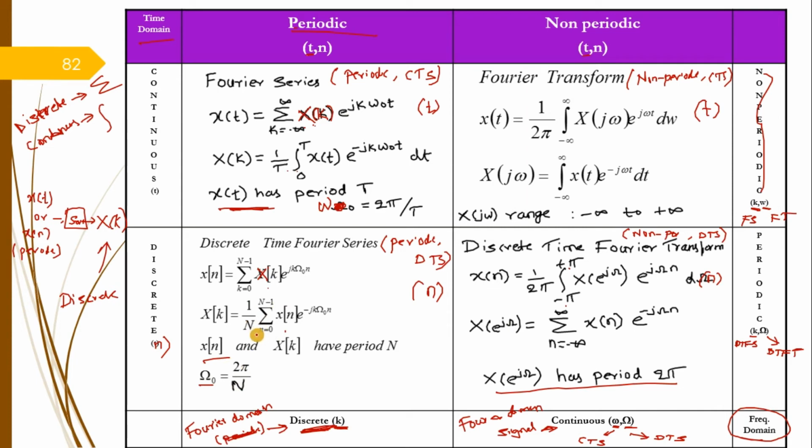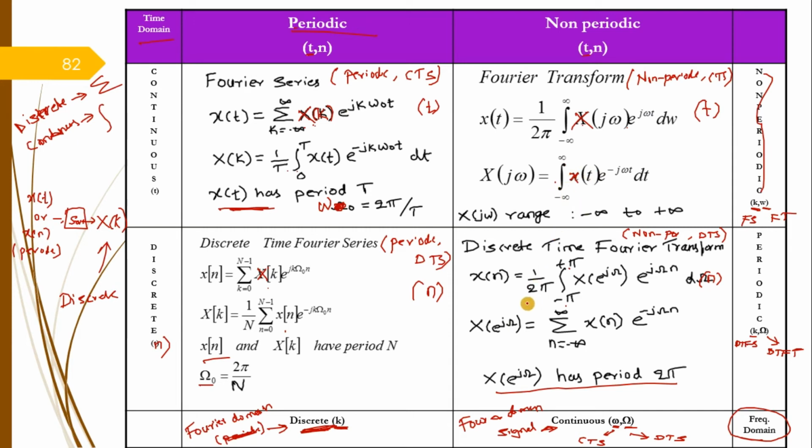Okay, so remember. Fine. Next, coming to non-periodic signal. For a non-periodic signal, the frequency component is continuous. So hence x of j omega is a frequency component. For this I'm applying integration because it is continuous. And then here the input time domain signal x of t is a continuous time signal. So when it is a continuous time signal, I should apply an integration operation.